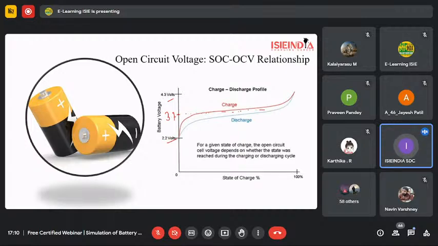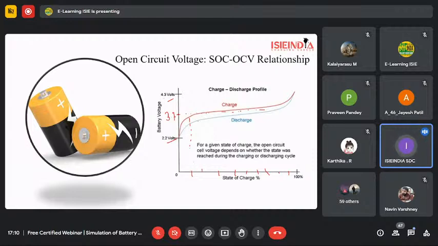During charging, you can see the path of the voltage is this one, and during discharging the voltage takes another path. Let's suppose we mark 10%, 20%, 30, 40, 50, 60, 70, 80, 90, and 100% here. When we draw a line here, you can see that the voltage measured at 10% during charging is something else, but during discharging, when the battery reaches 10%, the voltage is different. The same thing we can observe at 20% and 30%: the charging and discharging voltage levels are different.